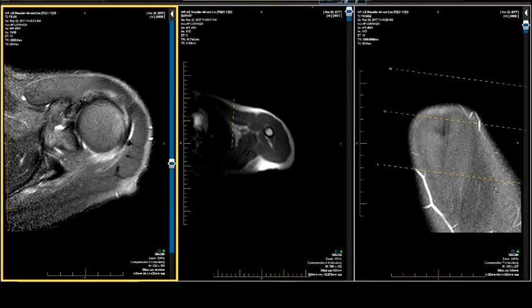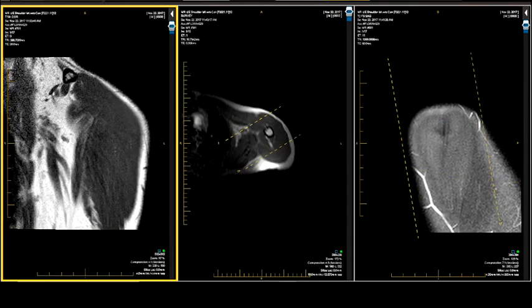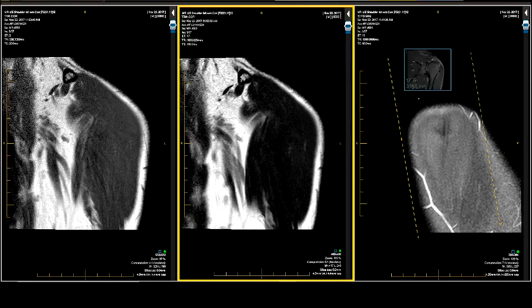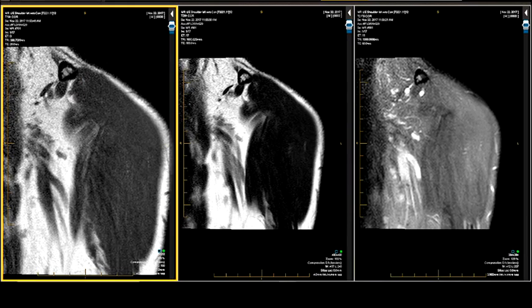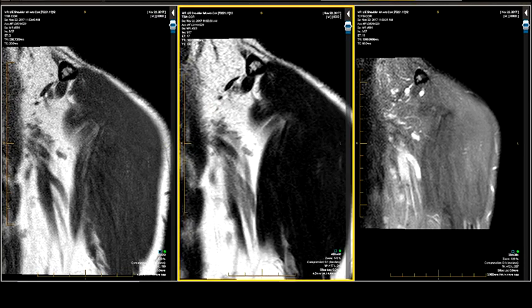Let's put up all 3 coronals, and then we'll toss up the sagittal. Let's get them nice and big. So we've got a T1, a T2 without fat suppression, and what is supposed to be a PD.